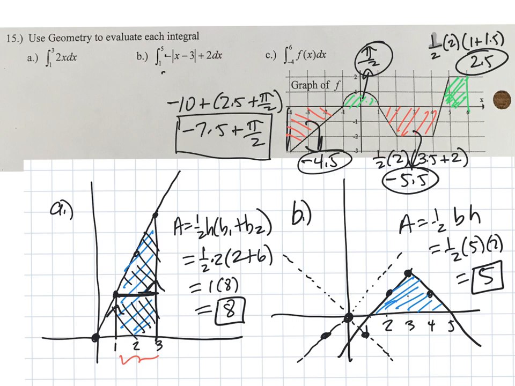And then one quick correction, you probably noticed this on part B, that the base of this triangle, I said it was 5, it's actually 4, isn't it? So let's change this to 4. So our final answer would be 1/2 times 4 times 2. That's 2 times 2, which is 4.